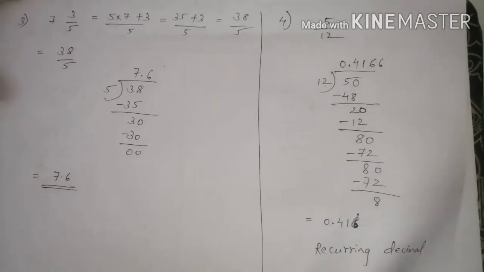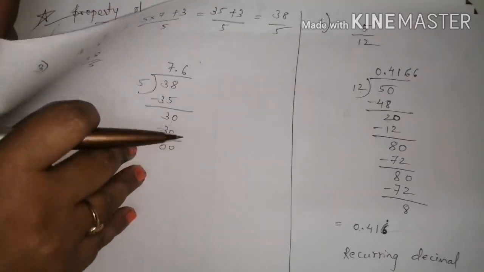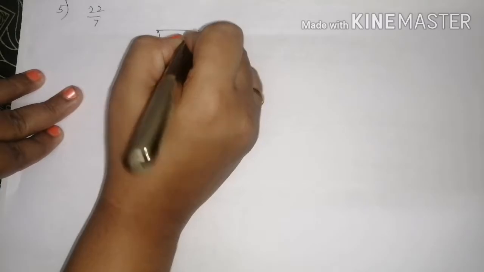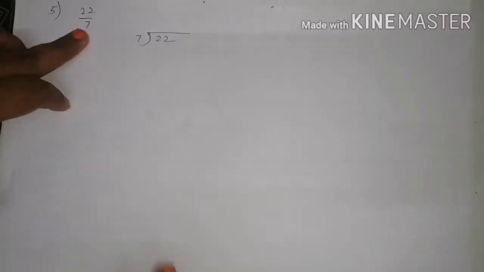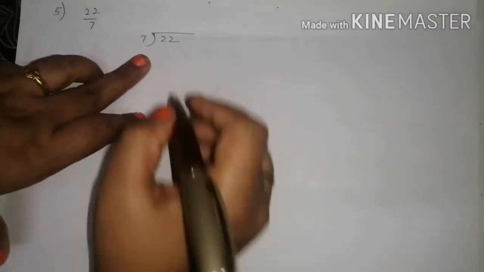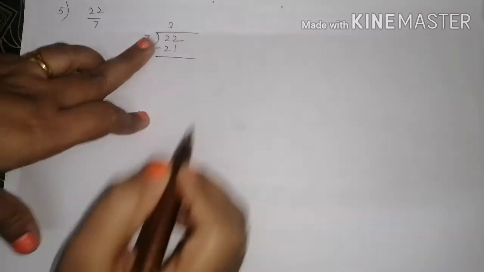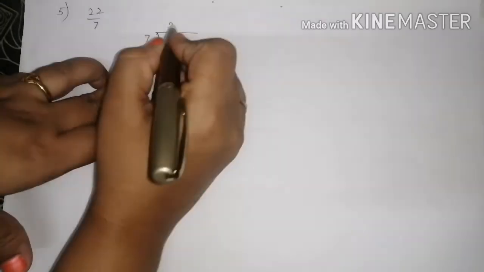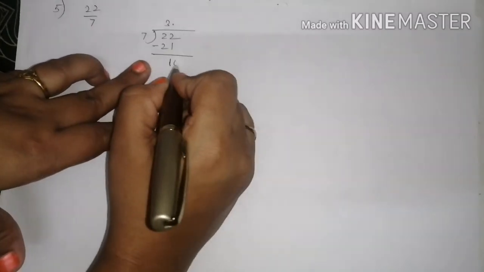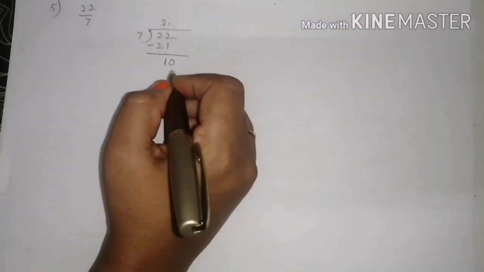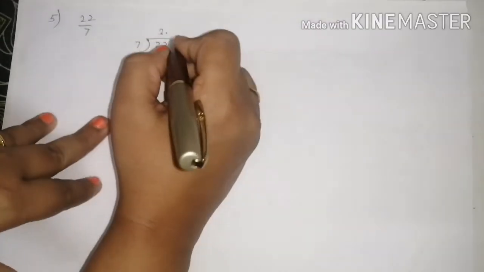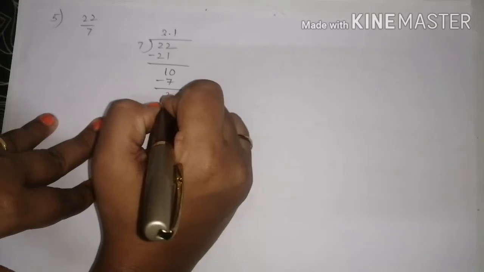Now the next one is the fifth one, 22 upon 7. So let's divide this properly. 7 outside, 22 inside. 7 stable nearest to 21. 7 threes are 21. 22 minus 21 you will get 1. Now borrow 0 by putting a decimal. 7 stable nearest to 10. 7 ones are 7 only. So 10 minus 7 is 3.